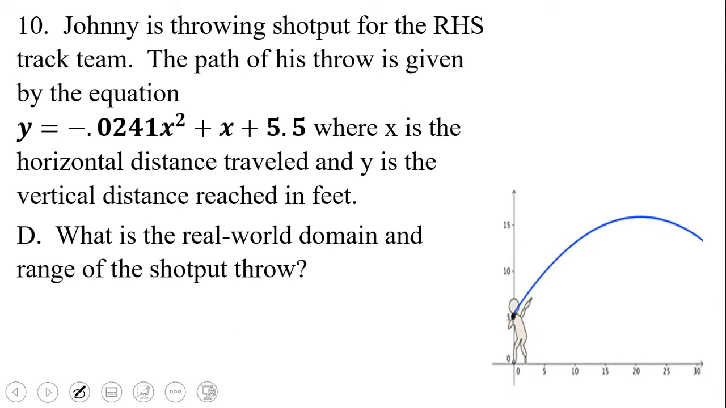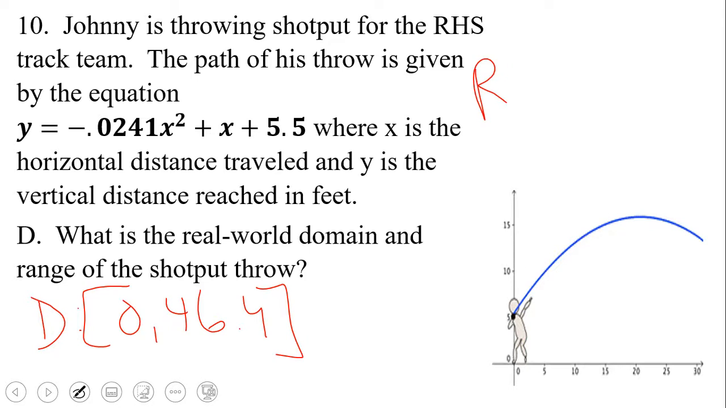And last but not least, what is the real world domain and range of this shot put? So that means in reality, ignoring the fact that the graph on your calculator goes on forever, where does the horizontal distance start and where does it end? Well, you're throwing it from x equals 0 to its furthest location, which would be 46.4, brackets for both, since you're actually going to get there. Then for your range, the lowest the height is going to be is 0 when it hits the ground, and the highest it's going to be is the maximum height, which would be 15.9. And again, both of those should have brackets.